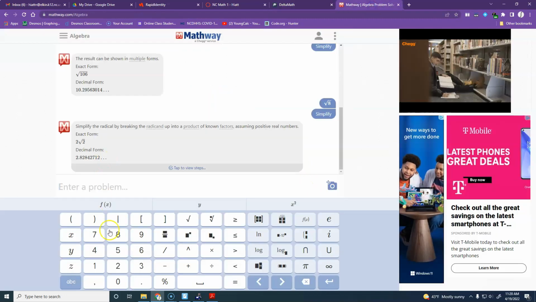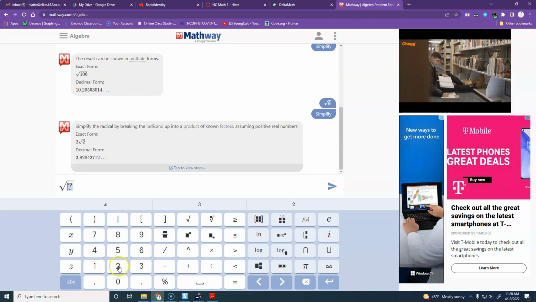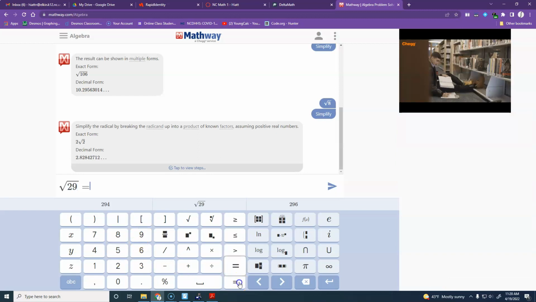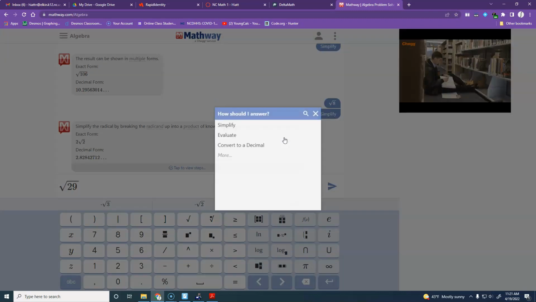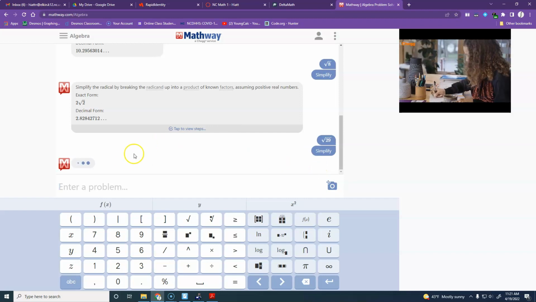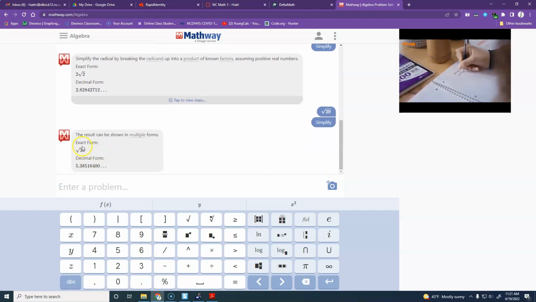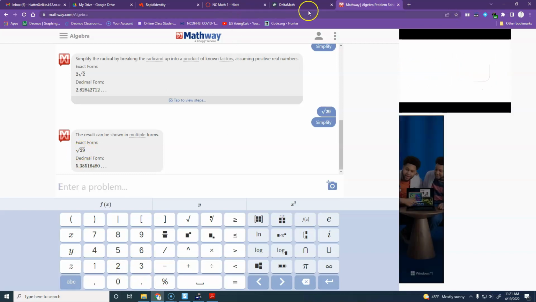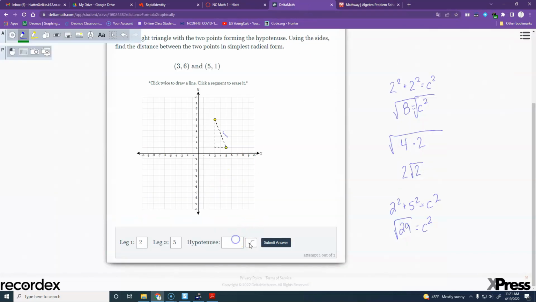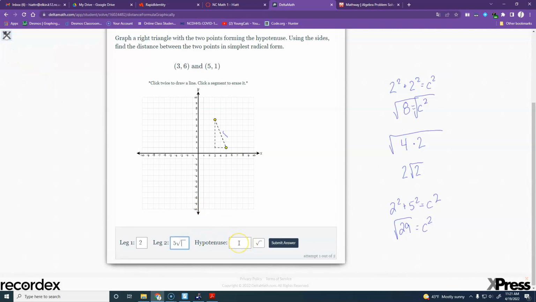If I go to Mathway, I type in square root of 29. Oh. So let's simplify. It just gives me square root of 29, right? It didn't change anything right there where it says exact form. So you would just type in your answer as square root. Oh, don't put it there. Right here, square root of 29.